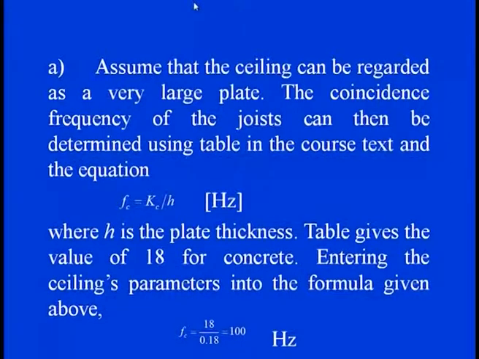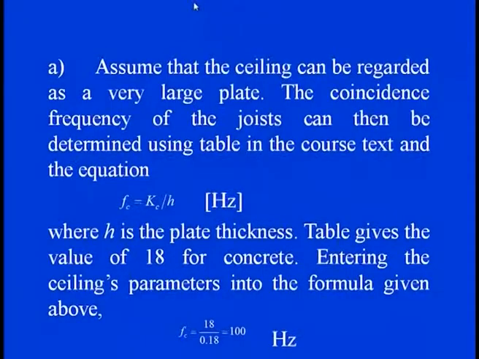And when we put these things in, this Kc value is also given in this way. So, you have the plate thickness 0.18, you have the Kc which is nothing but a constant value for this concrete. So, we can get the Fc for the ceiling, which equals 18 divided by 0.18, which is 100 hertz. So, this is my coincidence frequency of the joist with the ceiling.